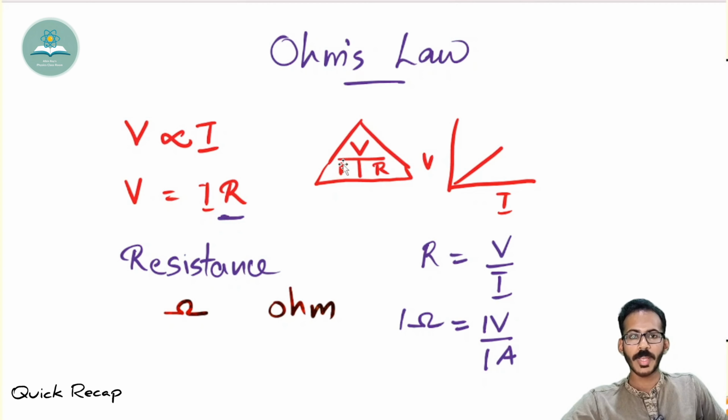Looking at this triangle, we'll be able to remember Ohm's law and the equations related to it easily. V is equal to I into R. I is equal to V by R. R is equal to V by I. This is the graph for Ohm's law. It will be a straight line graph. Then 1 ohm is 1 volt by 1 ampere.